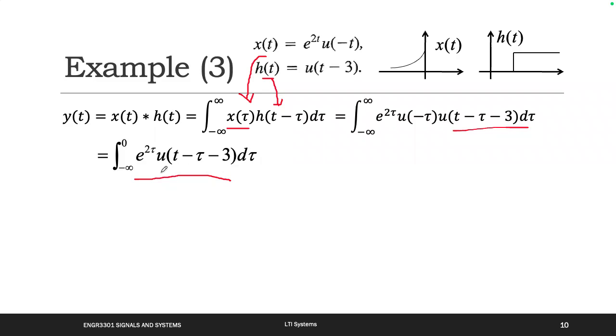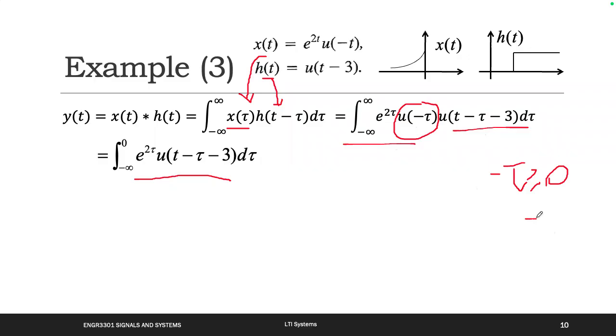Our equation should become this one. Do you know why? If you notice the difference between this one and this one, you will find this term disappears. Am I right? So what is u(-tau)? If negative tau is greater than or equal to 0, this term will be 1, am I right?